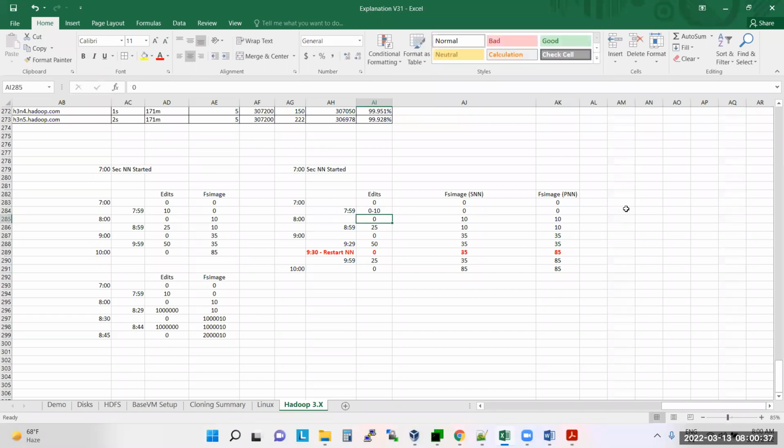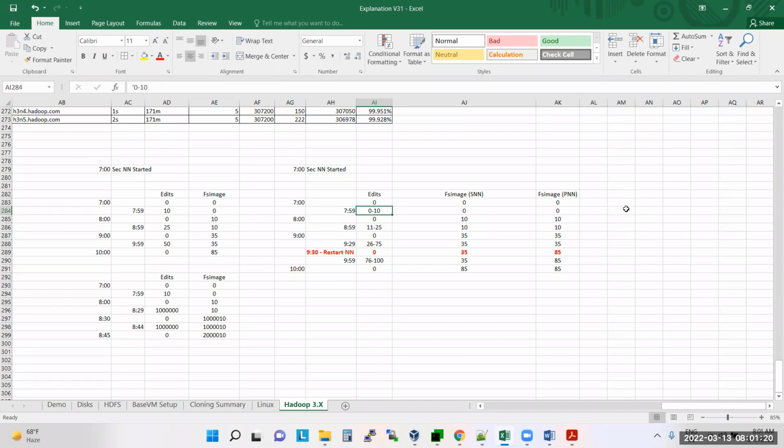Here 11 to 25 edits. Here 26 to 50 edits. Here 51 to 75 edits. It means 25 here. Here it is 26 to 50, not 26 to 75. So then 85 here. So 76 to 100.